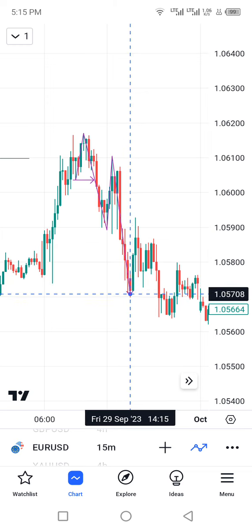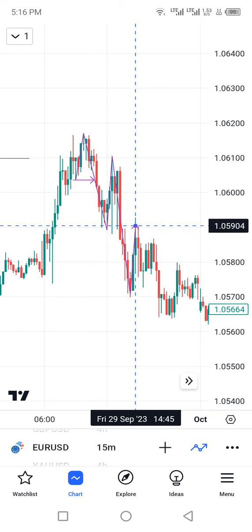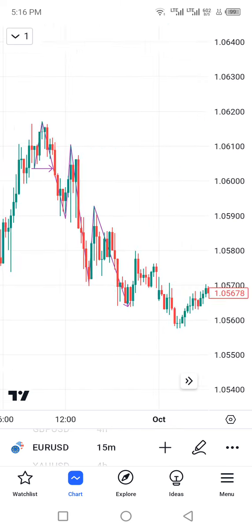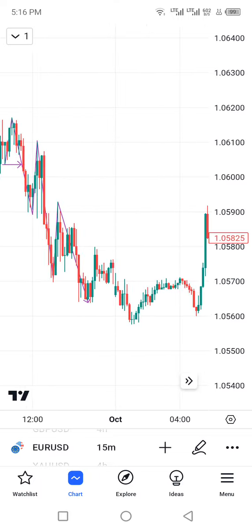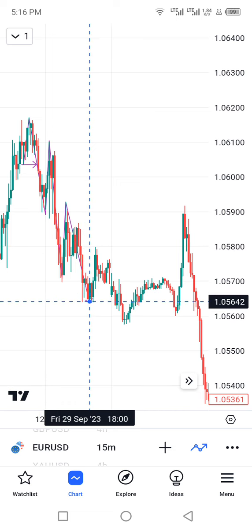Remember, we still have to work with inducement before we can think of any kind of break of structure. So we have to consider inducement. There is no inducement here, so the market created another pullback, and that's not the last pullback. The market still created another pullback.